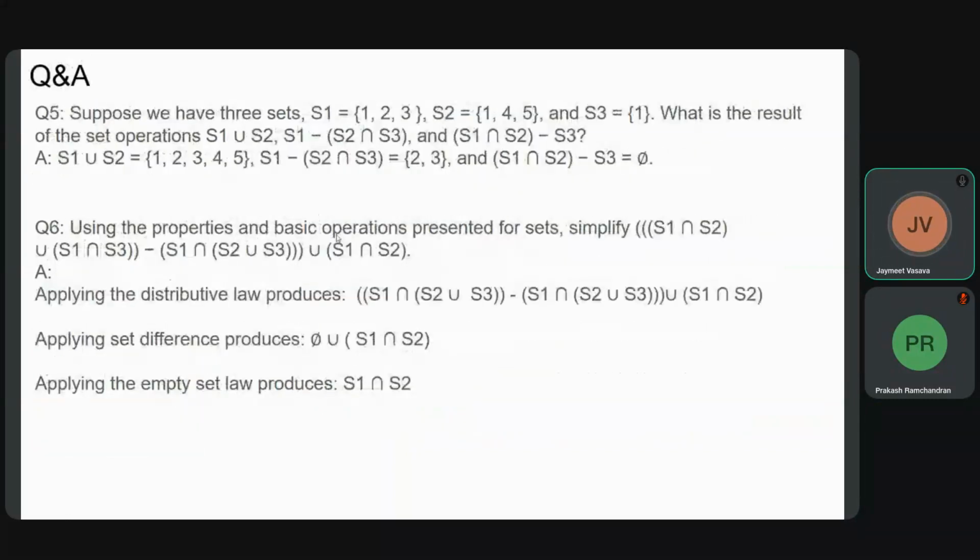Then this is a numeric. Question 5 is a kind of numerical one, but you can see, for the given sets and for the given steps, the operations that are taking place. The same is true for question 6, which is also numerical and asks us to use the properties and basic operations presented for the sets.